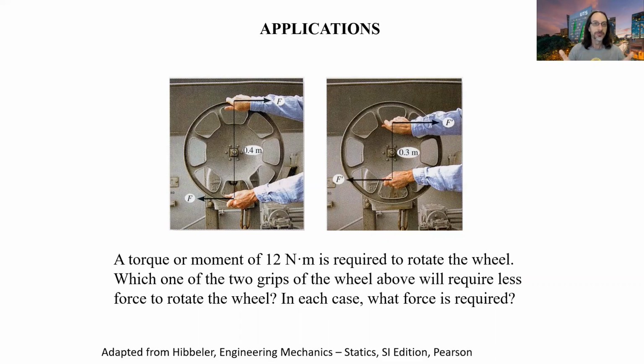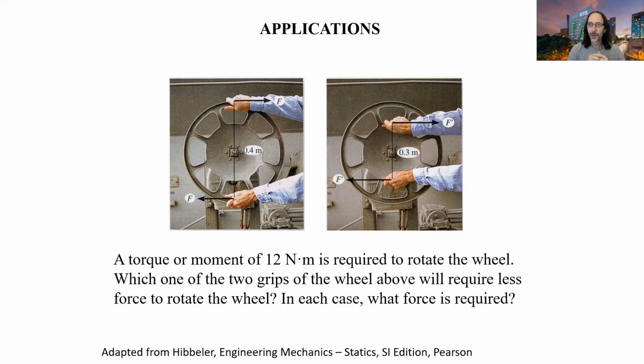Now, this is intuitively reasonably obvious, I hope. You would have experienced this in real life: the further you put your hands apart, the less force you have to apply. So in the left-hand picture, where the hands are 0.4 meters apart, it will require less force to rotate that wheel than in the right-hand picture, where we've got 0.3 meters between the two. In each case, what do you calculate will be the force required? Just stop the video and do that calculation quickly and see what you come up with.